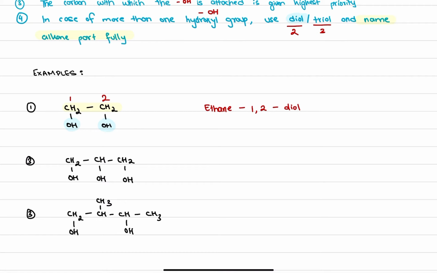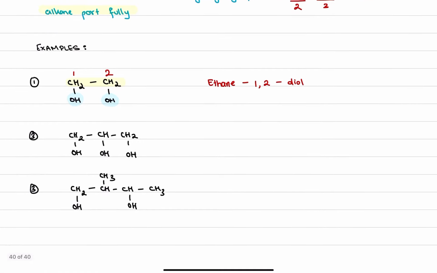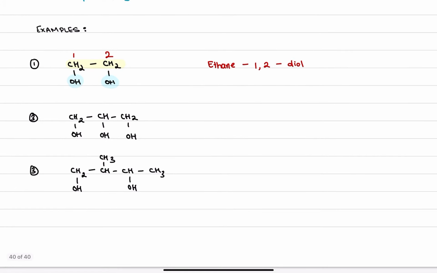Now, when you read this, how do you interpret it? Ethane tells you there are two carbons in the longest carbon chain. Diol tells you there are two OH groups attached. Where are they attached? On the first carbon and the second carbon, and this is what we are talking about. All right, let's move on to the second example.